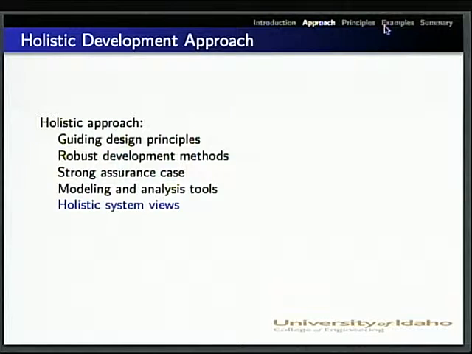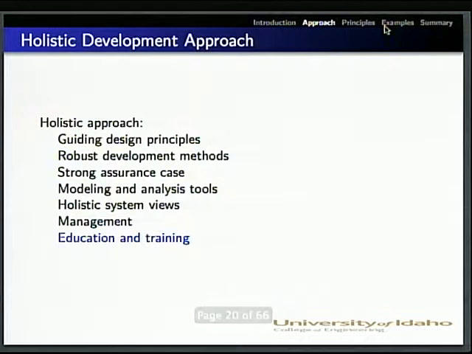You can't separate them if you want to look at the emergent properties, or at least be able to infer something about the emergent properties. It's been shown that you also need good management, because no project gets well developed if there is no good management behind it that has the commitment to ensure that these properties are being met. And then we also need education and training. So you need to make sure that you educate the workforce of the future and that you train your current workforce on how to develop safe and secure systems.